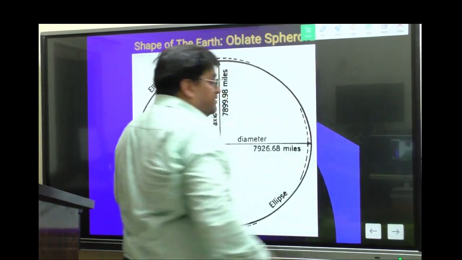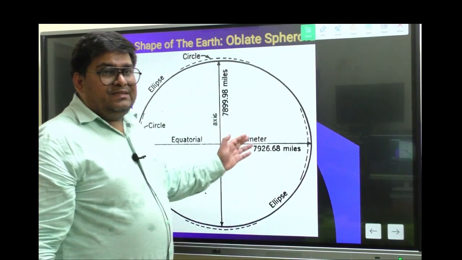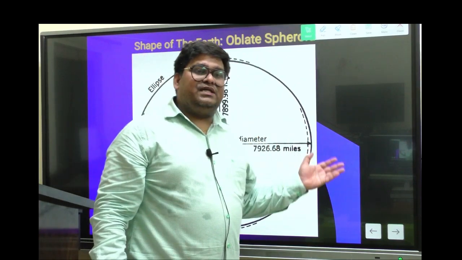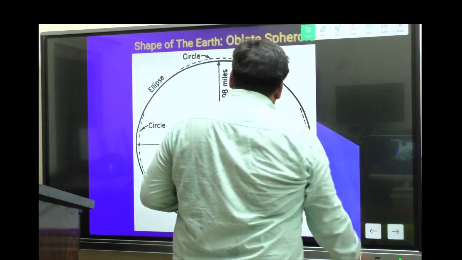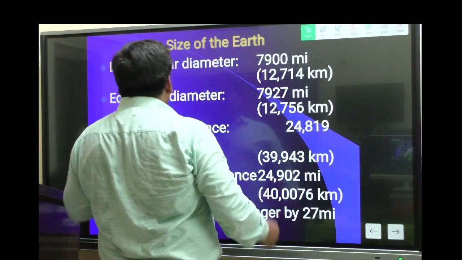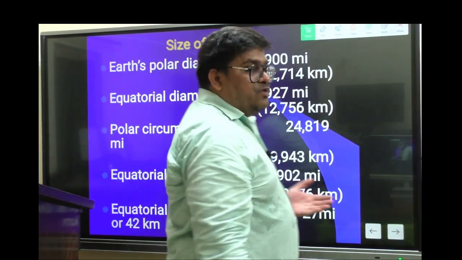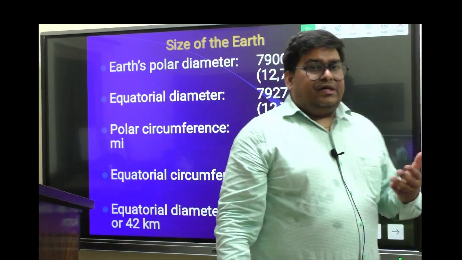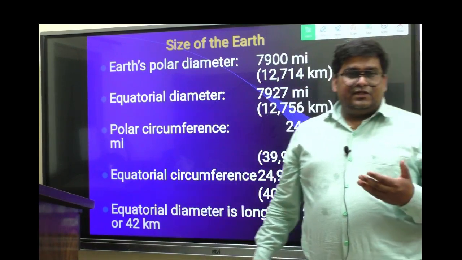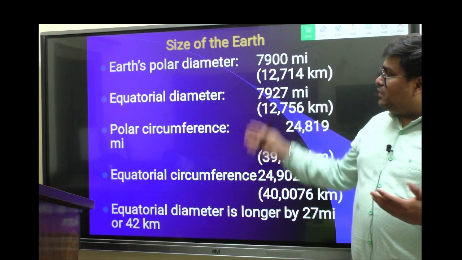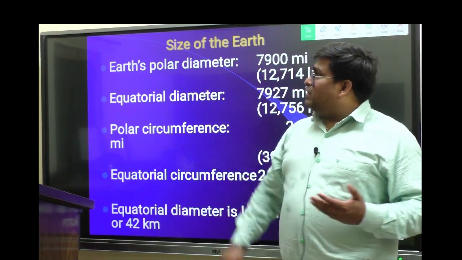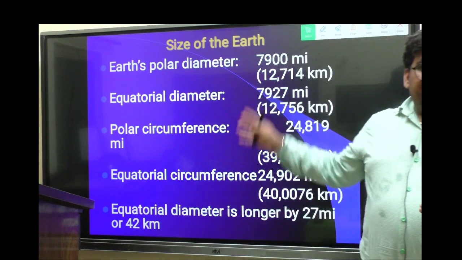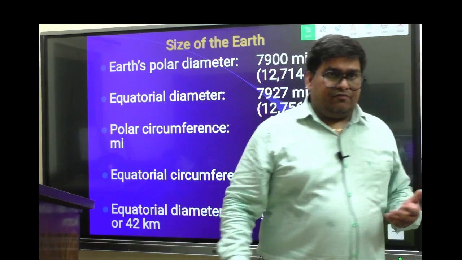Okay. This is a similar representation, but it is in miles. So you can easily convert the kilometers into miles. All right. Now we will learn about these figures. I just jotted down those figures specifically for you to note down. You can easily note down the polar circumference, the equatorial diameter, and then the polar diameter. These figures you can easily note down from here. All right.